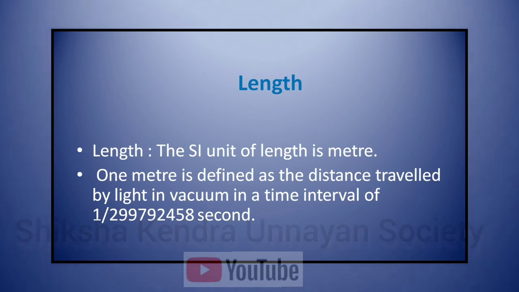1 meter is defined as the distance travelled by light in vacuum in a time interval of 1 by 299792458 second. The velocity of light in vacuum is generally taken as 3 into 10 to the power 8 meter per second. It is approximate, but 1 meter is defined as the distance travelled by light in vacuum in a time interval of 1 divided by 299792458 second. That is taken as the standard unit of length, that is 1 meter.